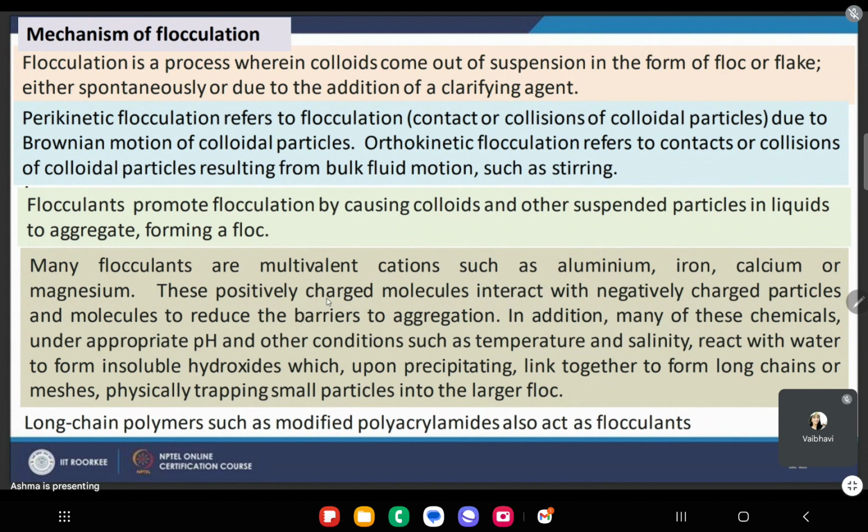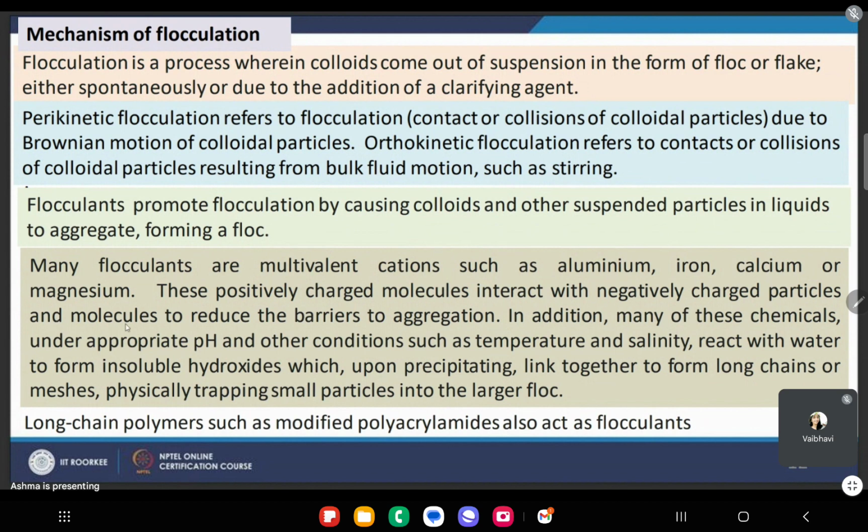Since we are adding the chemicals, these species, like aluminium, iron, calcium, can form a number of species depending upon the pH. So it can form different hydroxide or carbonate species depending upon what the pH is and what the salinity and ionic strength are, and it can also form some insoluble hydroxides. If the insoluble hydroxides are formed, they precipitate and link together to form long chains or meshes, and these meshes can physically trap the small particles and form larger flocks.